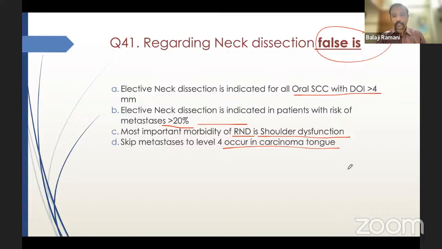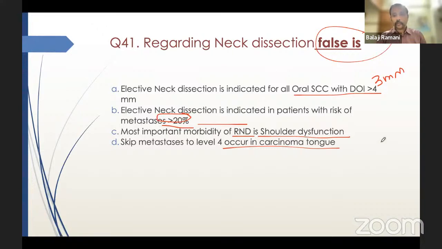So when the depth of infiltration is greater than 4 millimeter, you have to go for something called an elective or a prophylactic neck dissection. What is a therapeutic neck dissection? That will be done in node positive disease. Whenever you have a node positive disease, you will go for a therapeutic neck dissection. Otherwise, you will go for an elective neck dissection. Elective neck dissection is done when the depth of infiltration is more than 3 millimeter, or when the risk of neck node metastasis is more than 20%. In all these cases, you will go for a neck dissection.